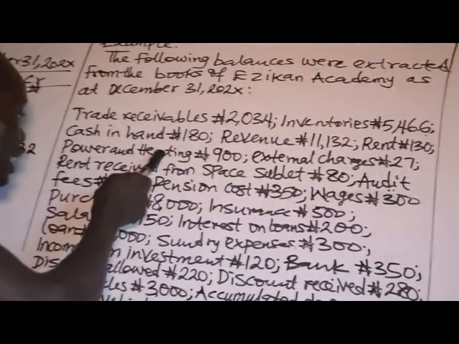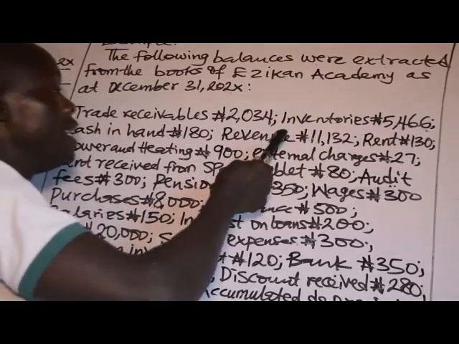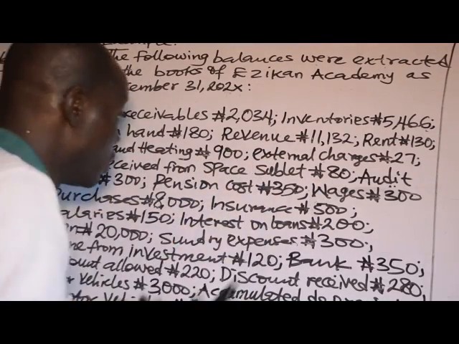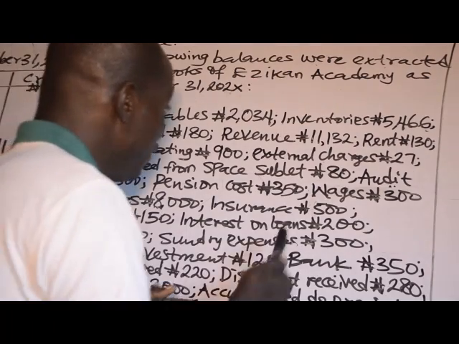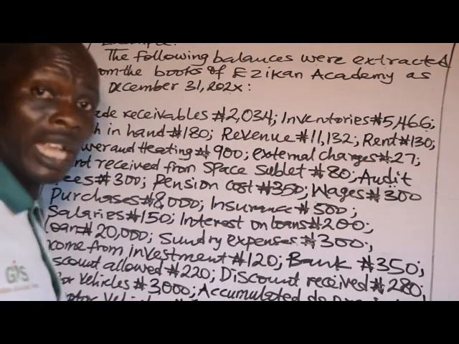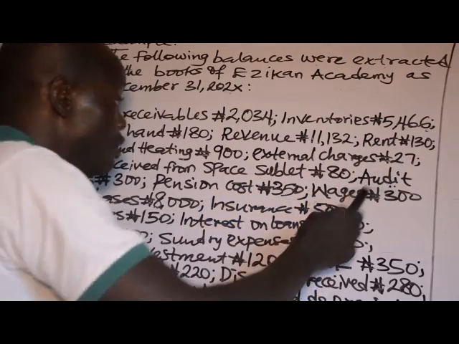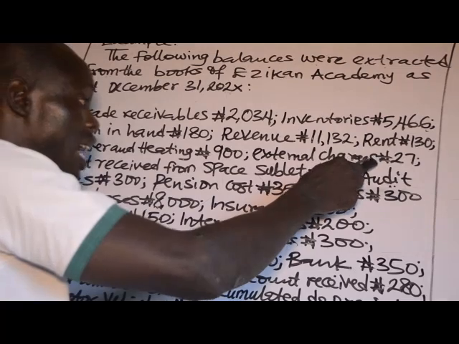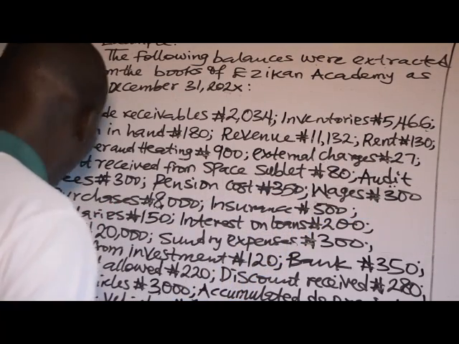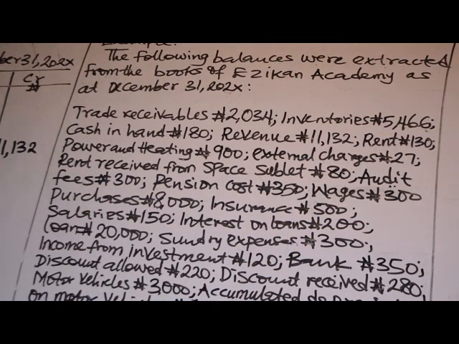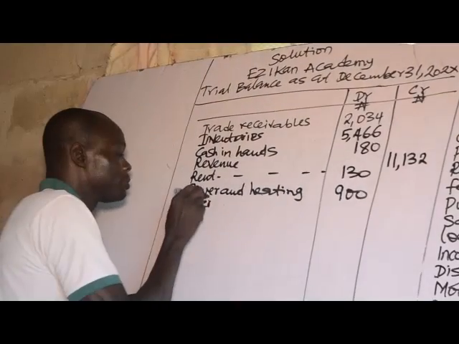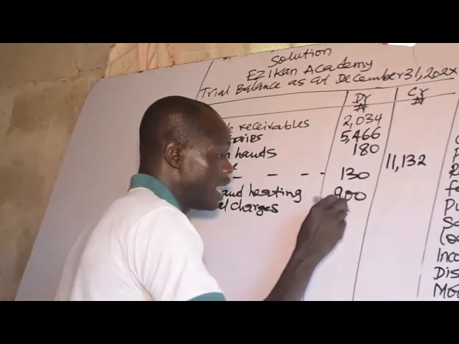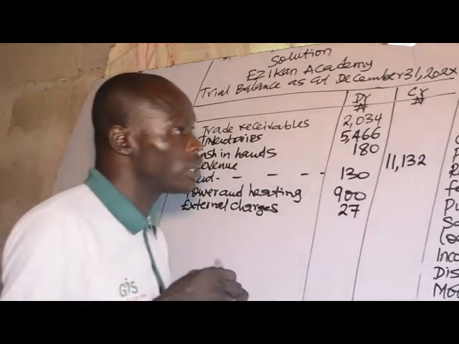After power and heating, the next item is external charges. Charges is an outflow of benefits. So charges is an expense. External charges 27. What was charged by an external party against the organization is an expense, 27 naira. Therefore, it should be debited. External charges of 27 naira.